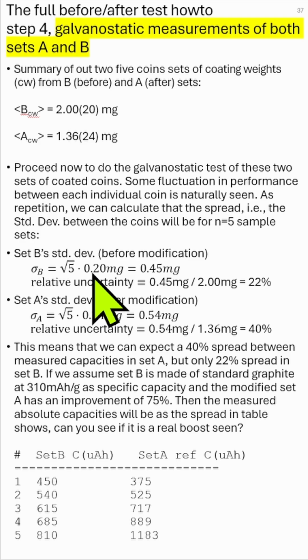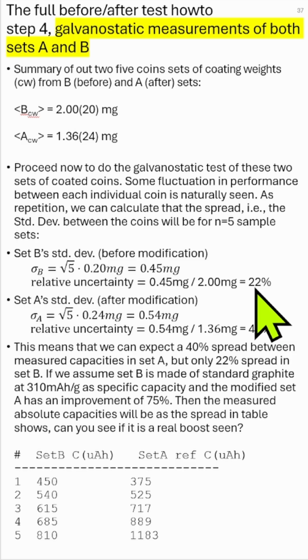So in the before set, sigma b becomes square root of 5 times 0.20 milligram, which is 0.45 milligram. And this gives us a relative uncertainty in that coating mass of 0.45 milligram divided by 2 milligram, which is 22%. And hence, since the capacity depends on the relative uncertainty in the coating mass, we will expect that the cells in capacity will have a spread that is 22% fluctuation.